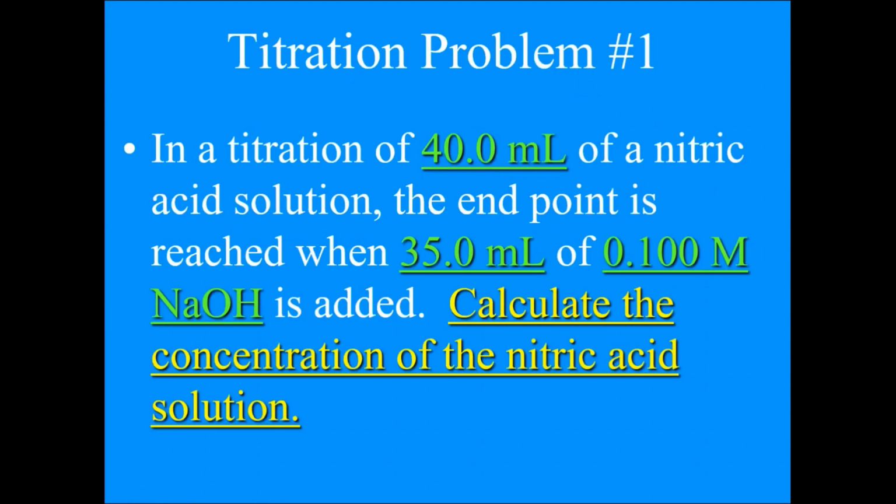In a titration of 40 ml of nitric acid, so this is volume of acid, 35 ml of 0.100 molarity NaOH is added. So this is volume of base, this is molarity of base. What do we have to find? Molarity of acid.